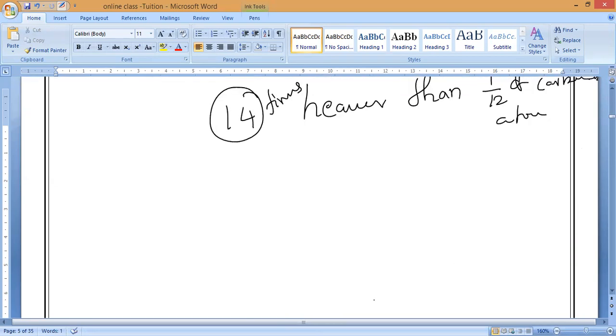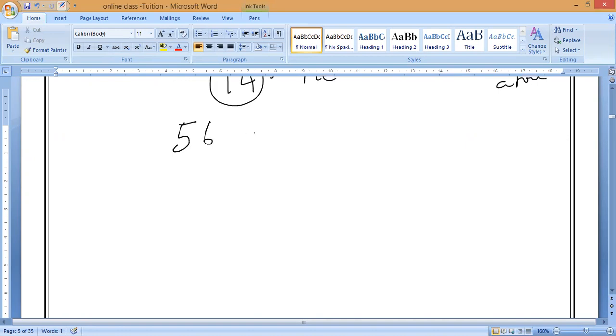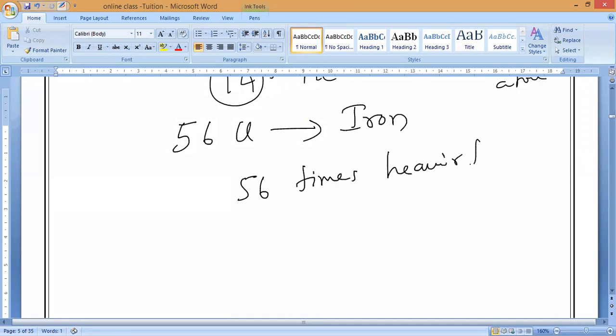Do you understand? Yes, sir. Now let me take iron. Iron is 56 U. So what does 56 U mean? It is 56 times heavier than 1/12 of a carbon-12 atom. That is what you should remember.